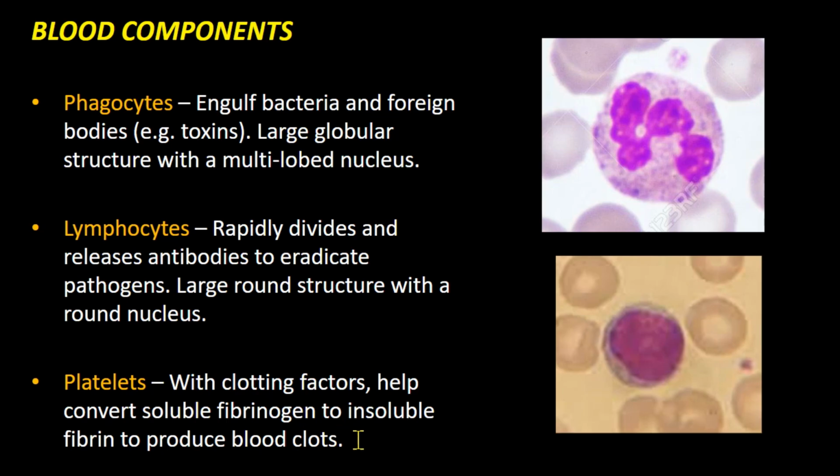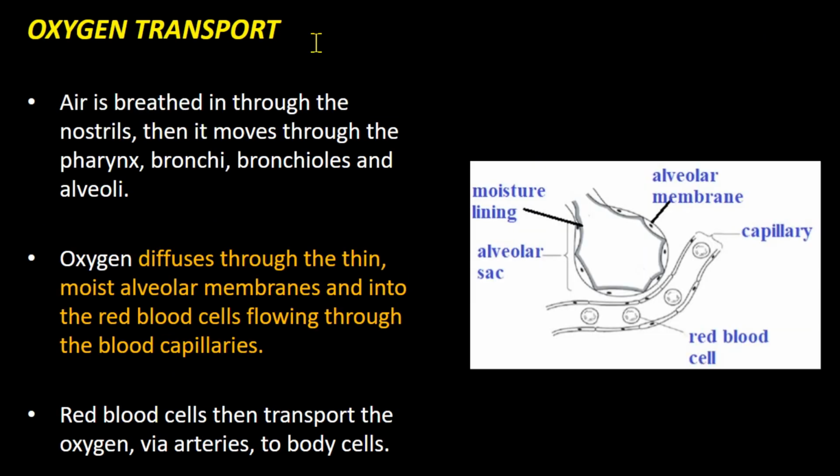Basically, these would help to limit bleeding. So how oxygen is transported in the body is that the air is breathed in through the nostrils, and then the air moves through the pharynx, the bronchi, the bronchioles, and the alveoli, that's the air sacs in the lungs. Oxygen would diffuse through the thin, moist alveolar membranes, through the capillary walls, and then into the red blood cells.